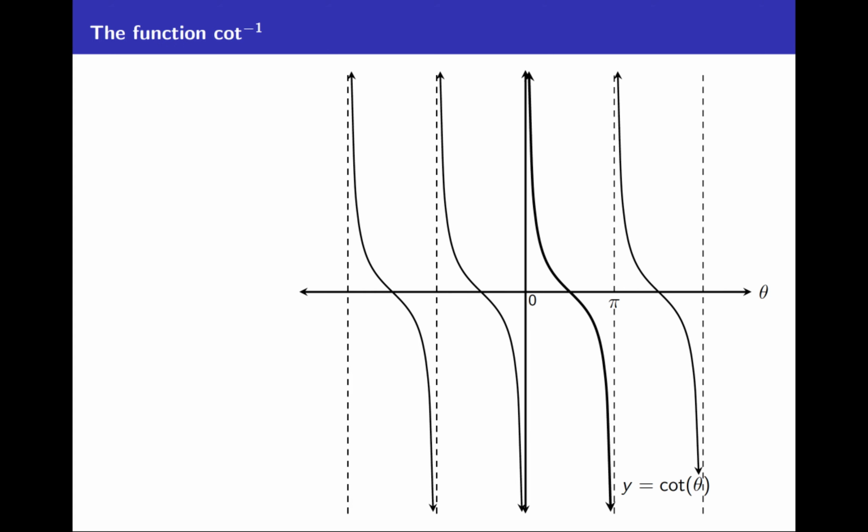I'm going to say a few brief words about cotangent inverse. We haven't talked about that yet. We want this to be the inverse of cotangent. And here's the graph of cotangent theta indicated here. And of course, it's not 1-to-1, so we're going to restrict its domain for theta between 0 and pi.